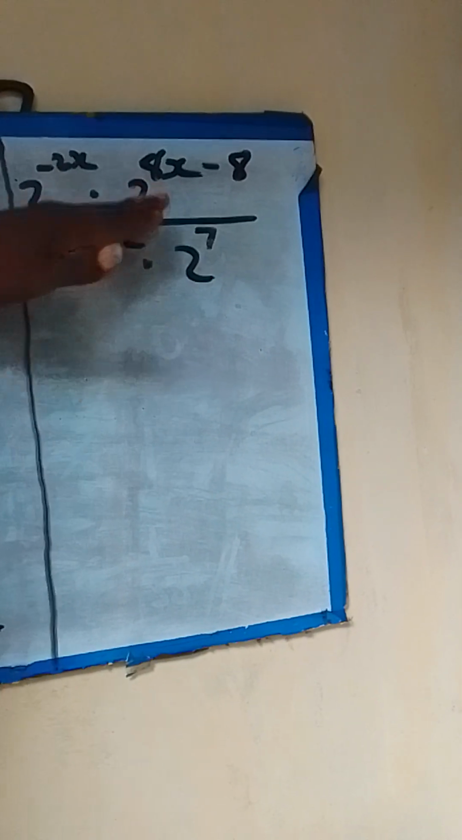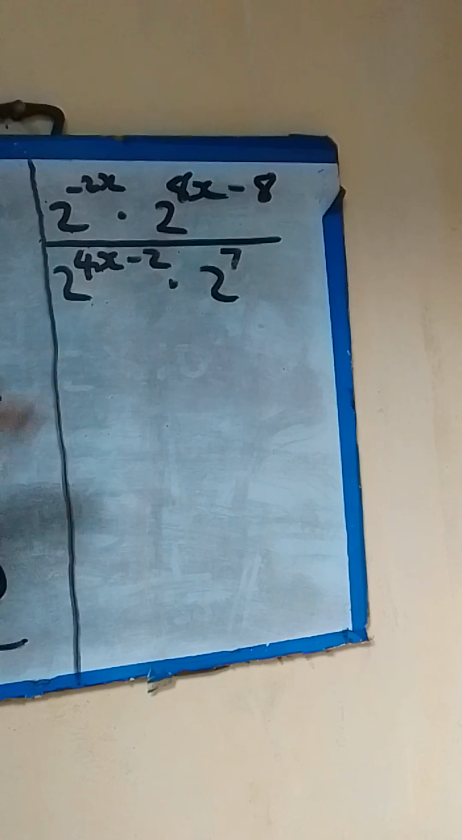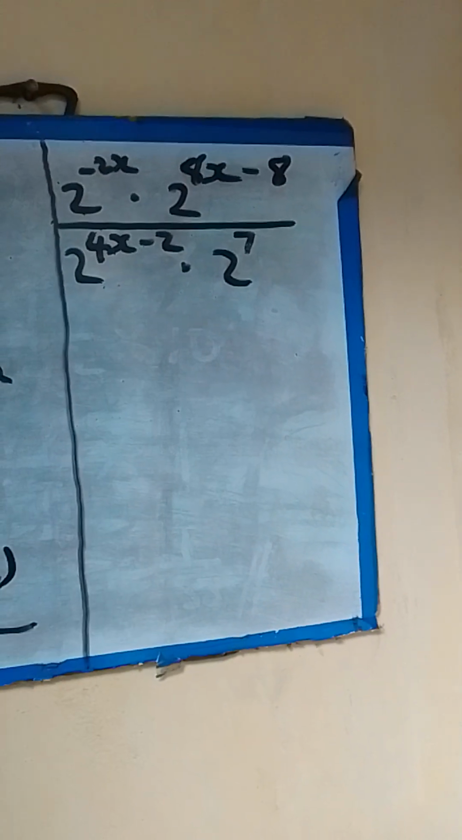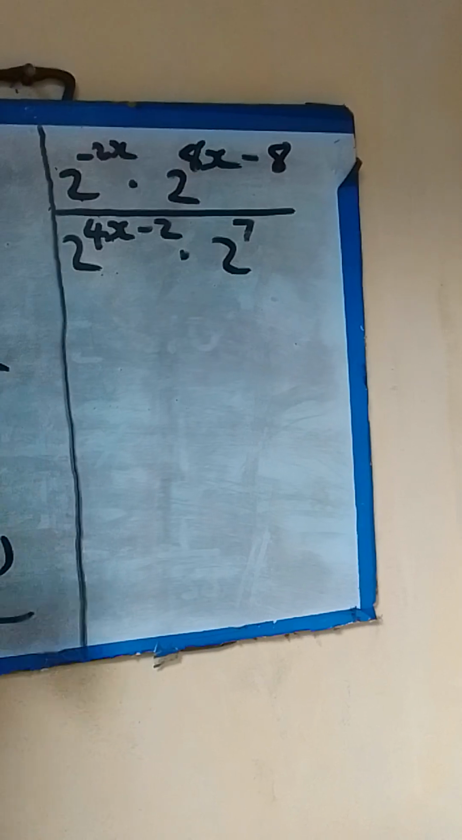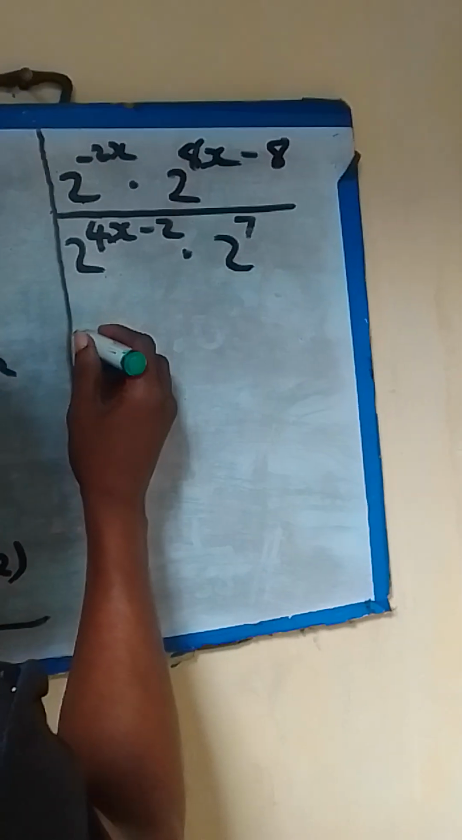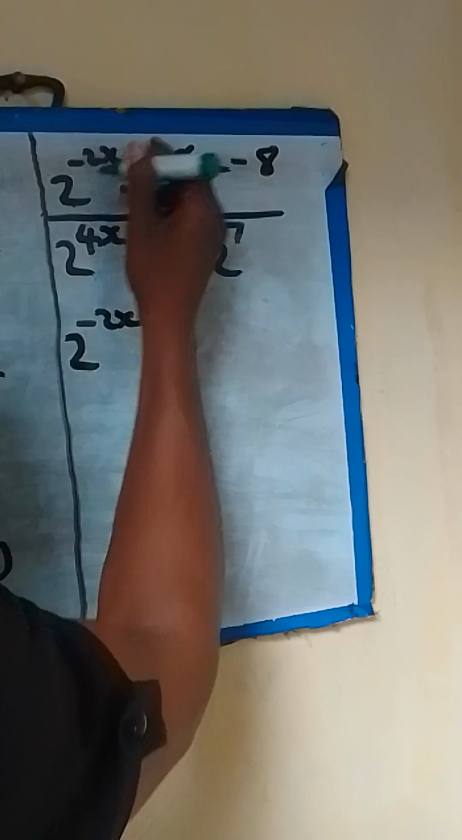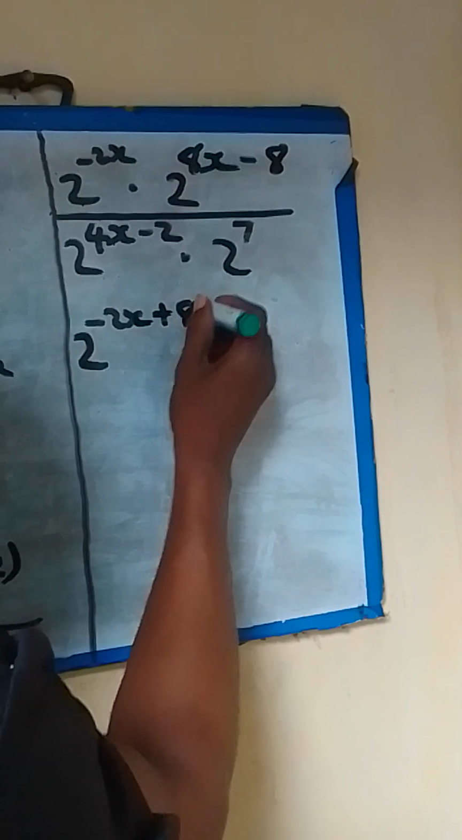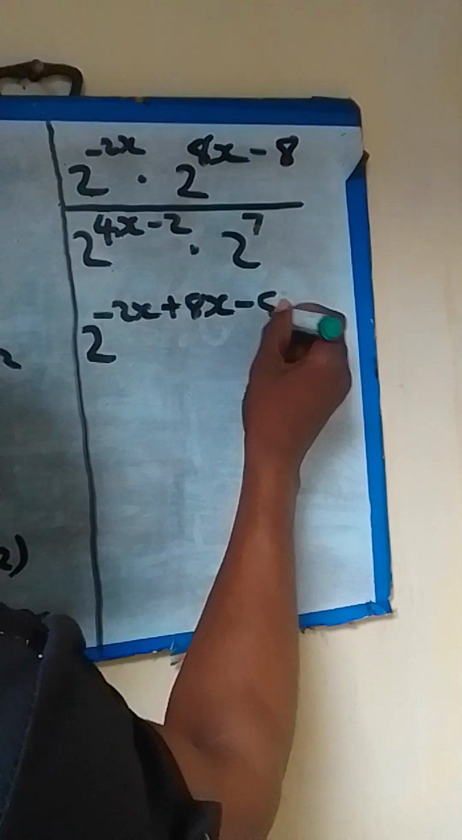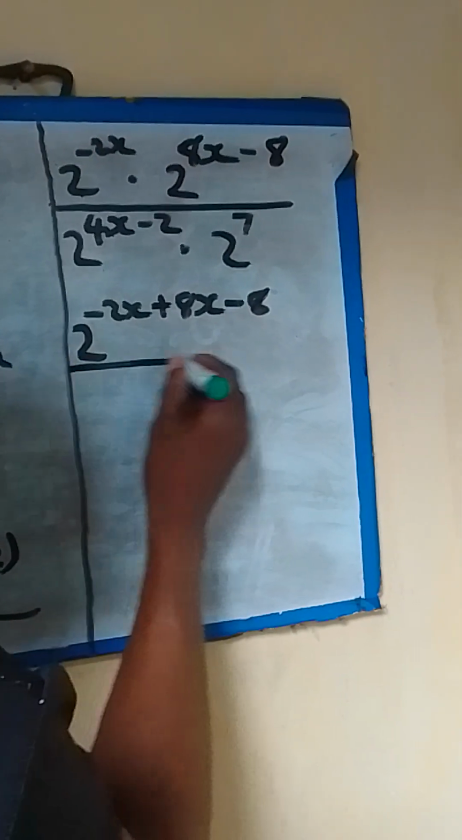So now we'll still look at it this way. We'll now apply our product rule. Here the bases are the same. You now take the base and add the powers. It becomes minus 2x plus 8x minus 8, all over.